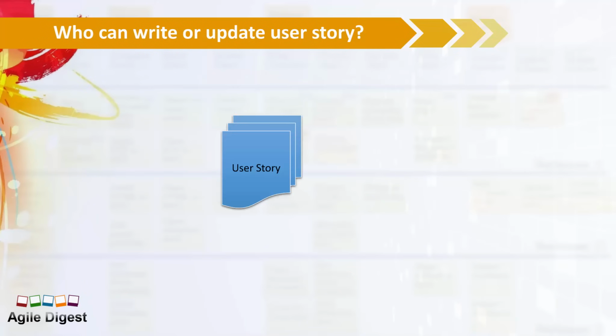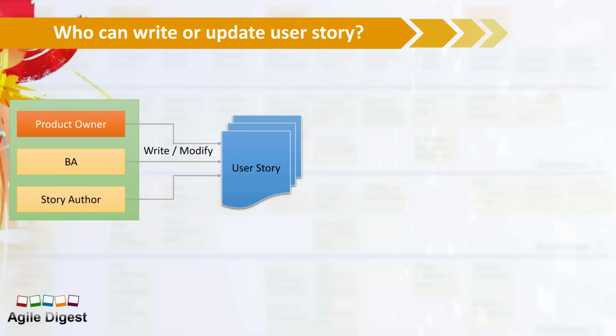Now, who can write or update a user story? Typically, user stories are initially written or modified by the product owner, BA and story author. They get help from the development team if they need, on a need basis, from the cross-functional team or development team, and they create and modify the user story. This is not a one-time activity. They can keep on creating new stories or updating the existing stories.